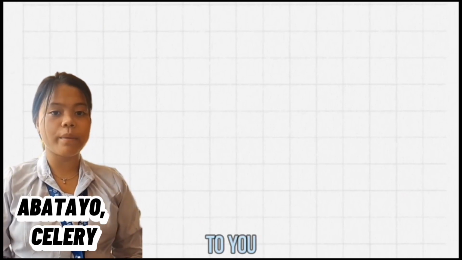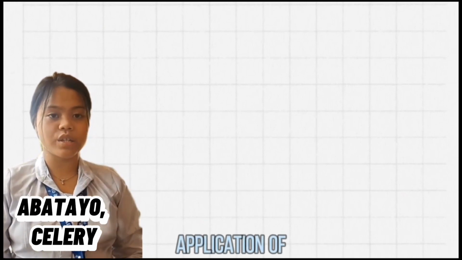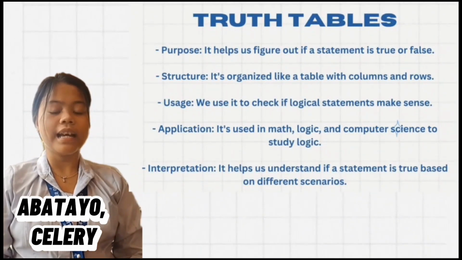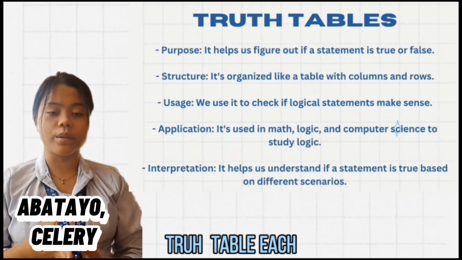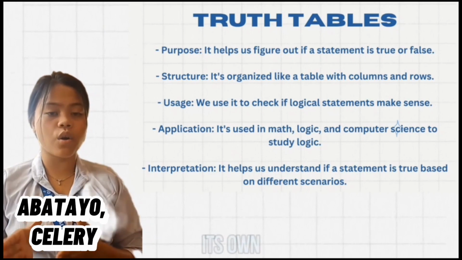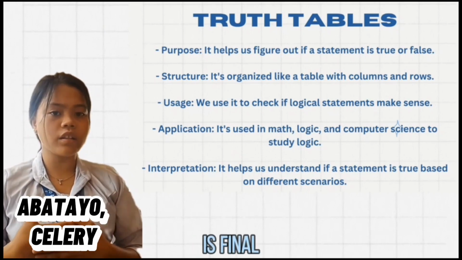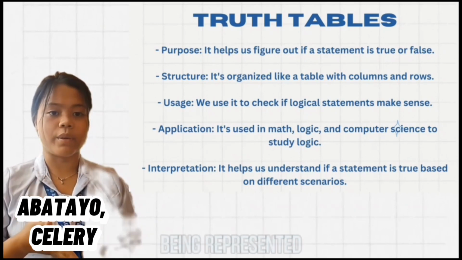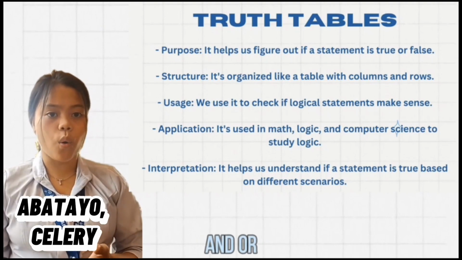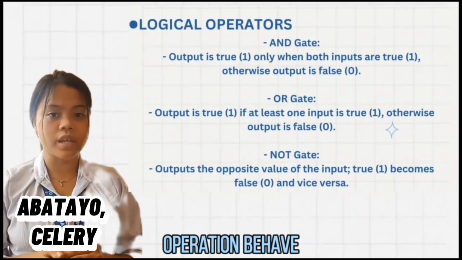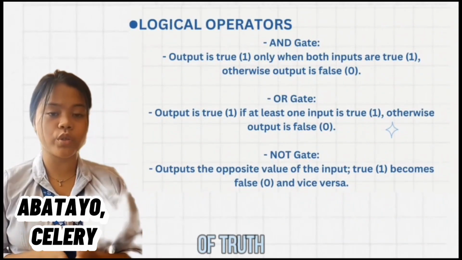My name is Salary Algatayo, and I am going to discuss my part about truth tables and the application of mathematics. So let's start with the truth table. In a truth table, each input variable like p, q, x, y, a, and b has its own column. And there is a final column that shows all the possible outcomes of the logical operation being represented, such as and, or, not. The table helps us see how the logical operations behave based on different combinations of truth values for the input variables.